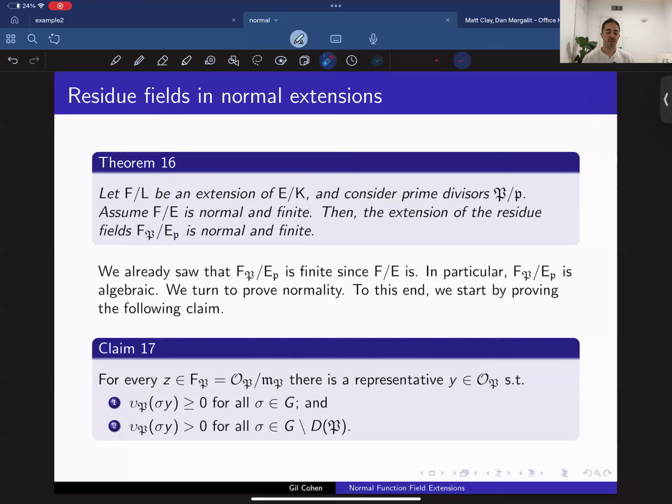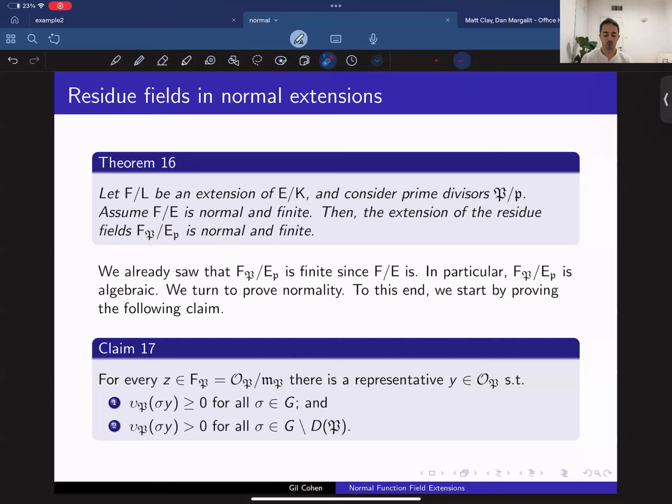And the reason I'm saying that is because a normal extension is first of all algebraic. So now I want to assume that F over E is normal and prove that the residue field extension is normal. So first of all, I know that because this is algebraic, as it is normal, then this is algebraic, which is a prerequisite for being normal. And so what we are really left to do is to prove that this thing is normal under these two assumptions. Okay? And to this end, we'll start by proving a little claim.